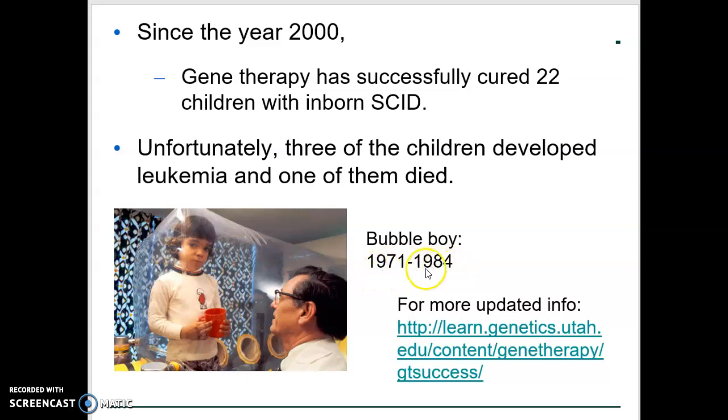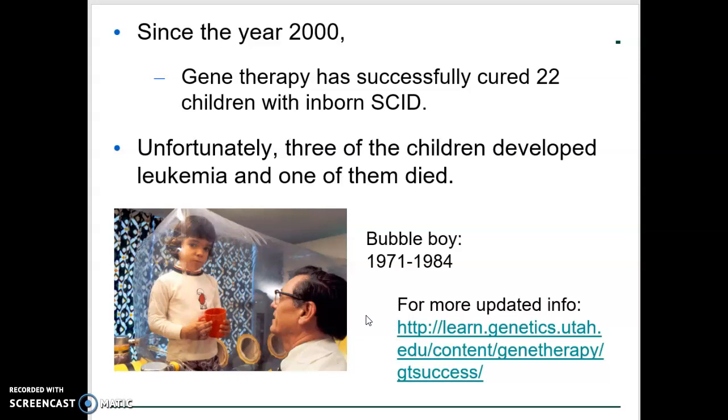Unfortunately, he lived in this time frame because since the year 2000, gene therapy has successfully cured 22 children with inborn SCID. So on your study guide, it says name the human gene therapy success for most cases. What you want to put there is the bubble boy disease, the kids that grow up without an immune system, or you can put SCID if you like to know the whole full name. Either SCID or bubble boy, some mention of that will get you to the correct answer on the exam.